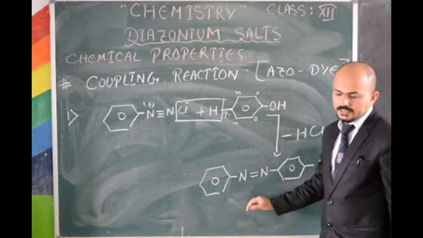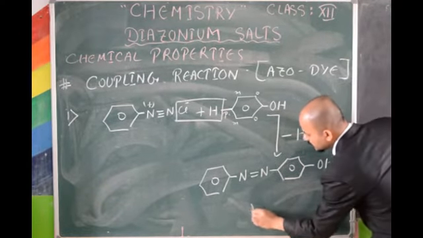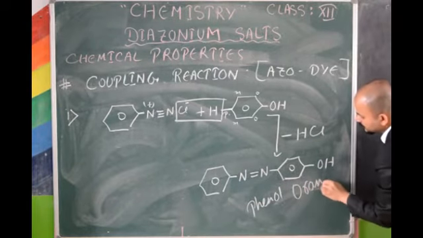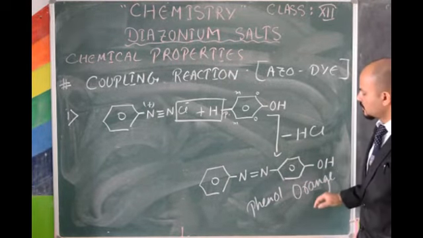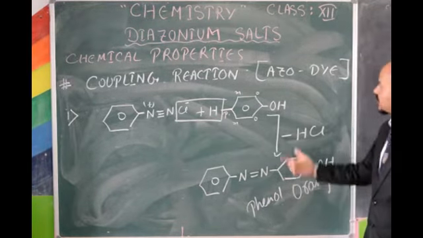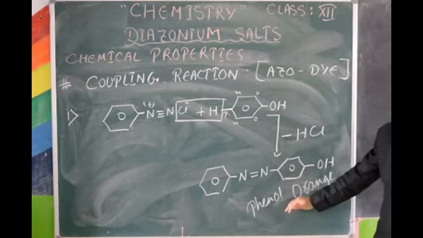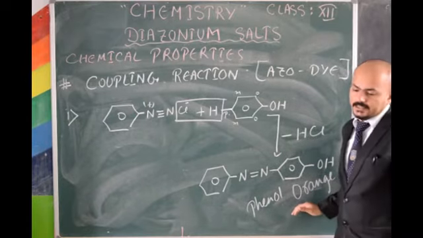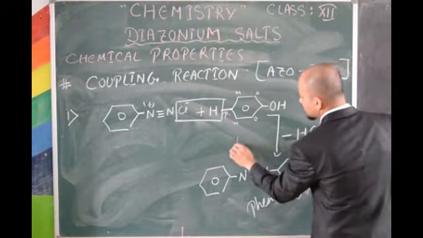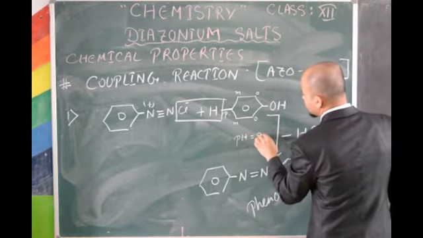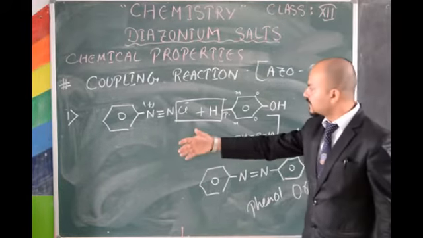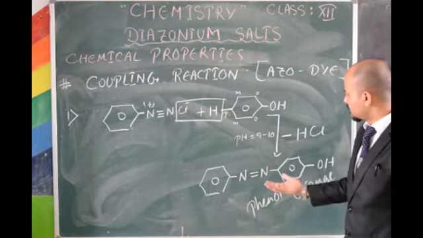You will be getting this compound, and this is which color? This is phenol, and it is orange color, and it is also known as what? Phenol orange. Therefore, these reactions are also known as what? Azo dye reactions, because they give us colored dyes. Now, for this reaction, the pH value has to be between 9 to 10. Okay?